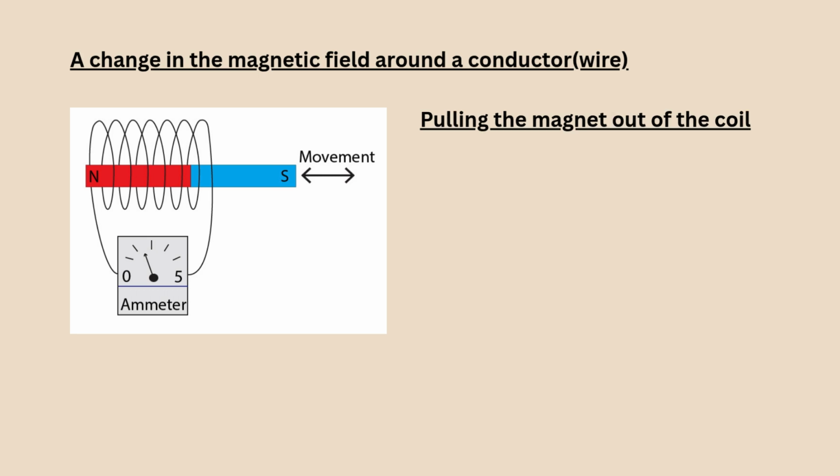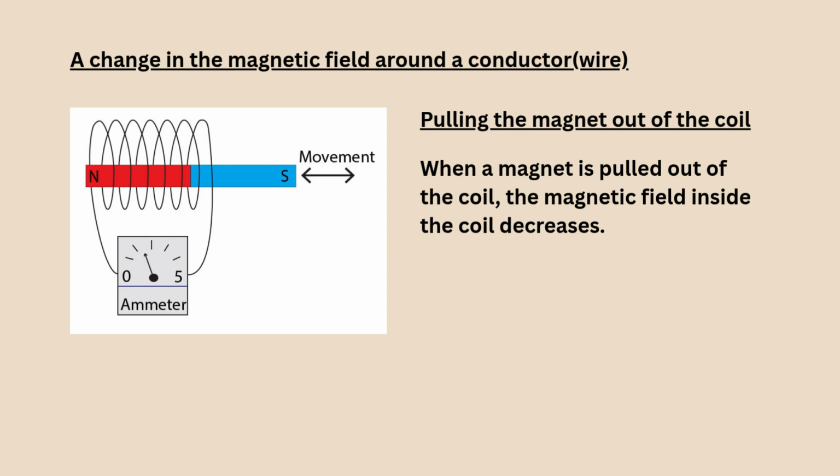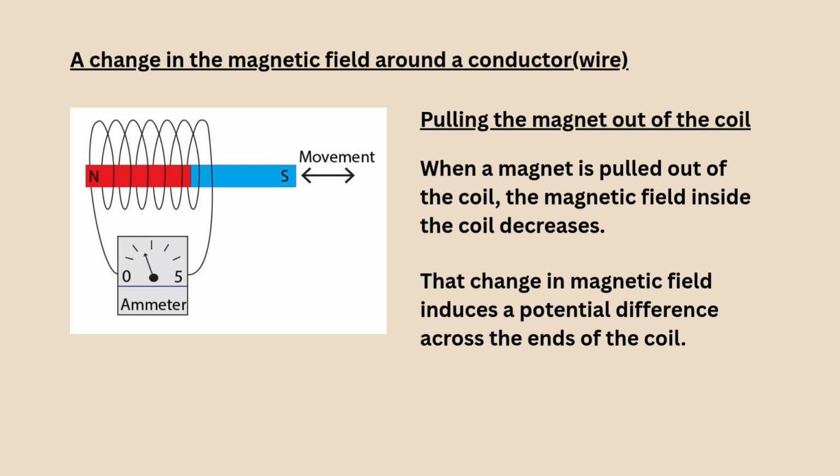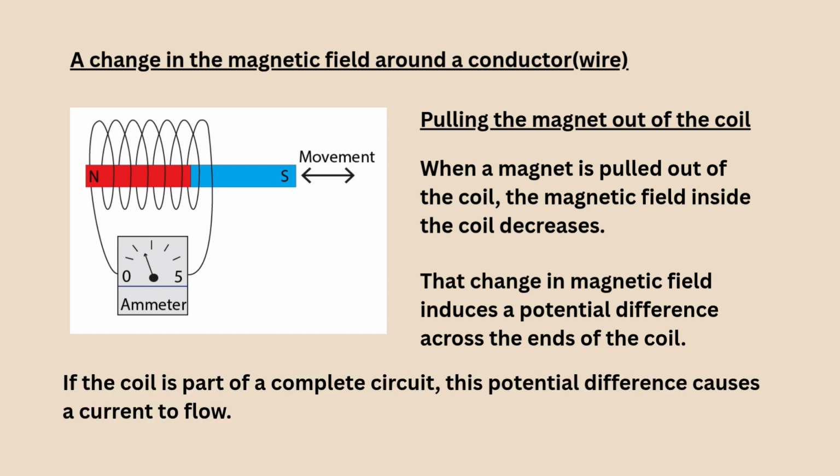Pulling the magnet out of the coil. When a magnet is pulled out of the coil, the magnetic field inside the coil decreases. That change in magnetic field induces a potential difference across the ends of the coil, and if the coil is part of a complete circuit, this potential difference causes a current to flow.